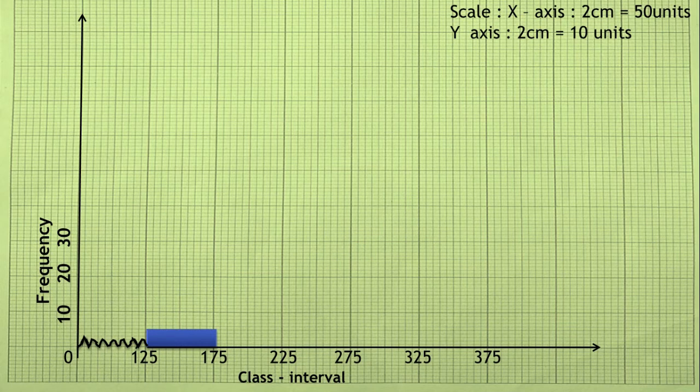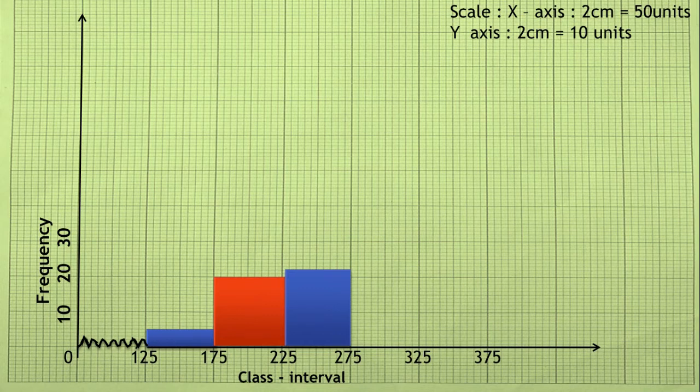First one is 125 to 175 is 4, that is first 4 lines. 175 to 225 is 20. 225 to 275 is 22. After 20, next 2 lines. Then 275 to 325 is 10. 325 to 375 is 6.